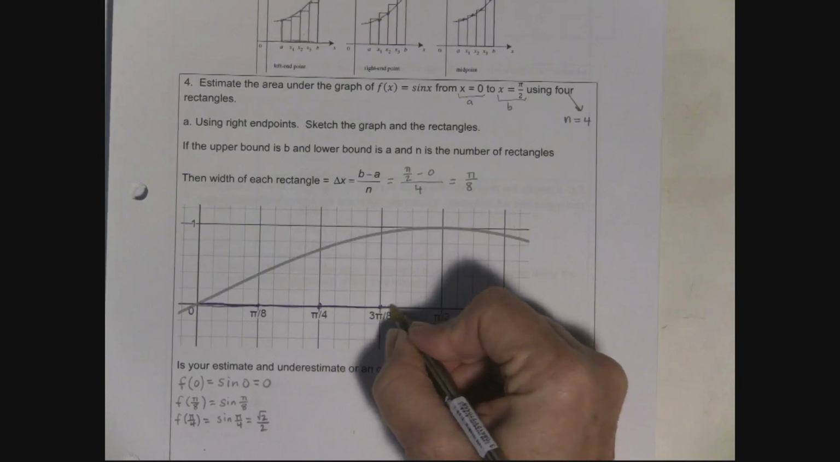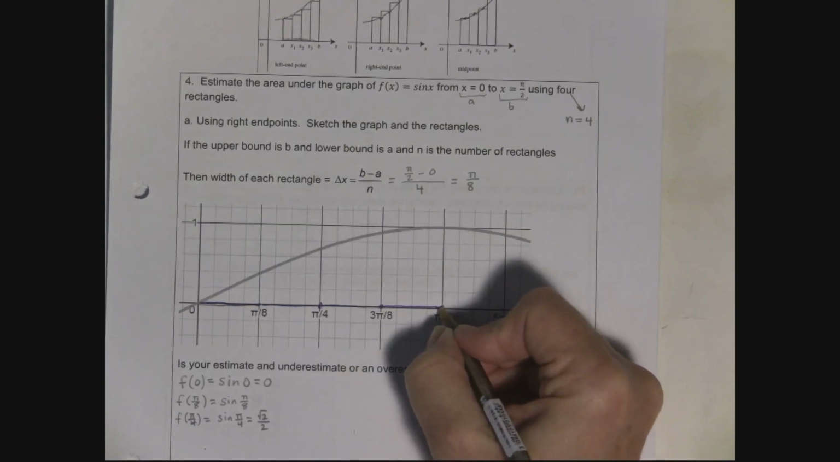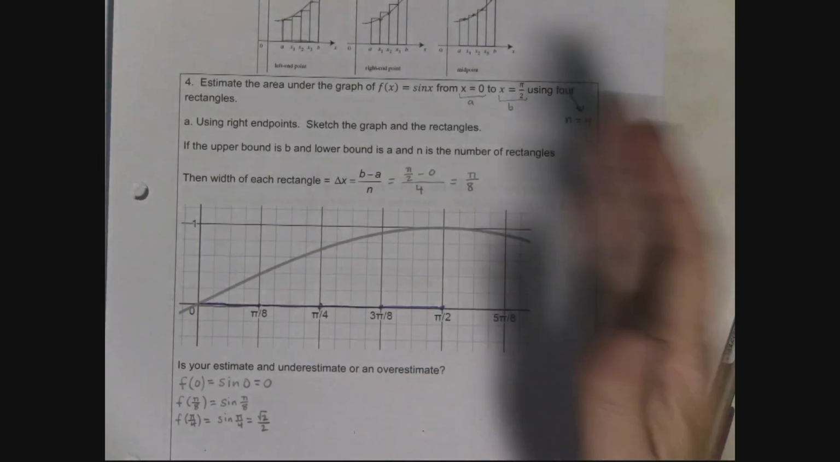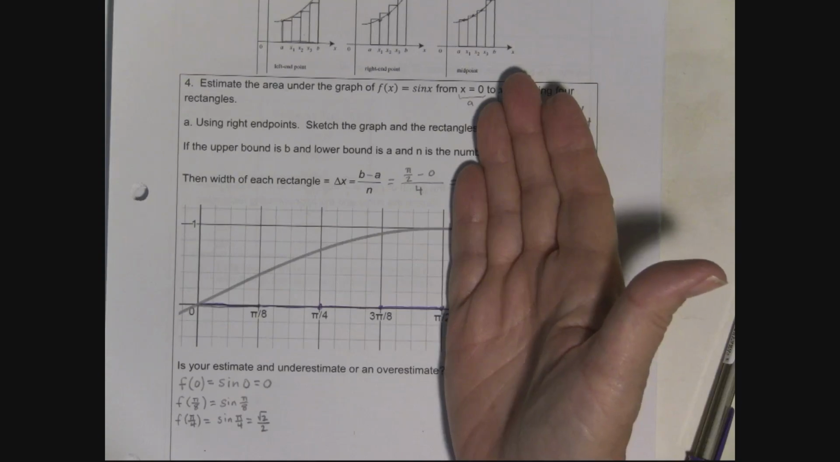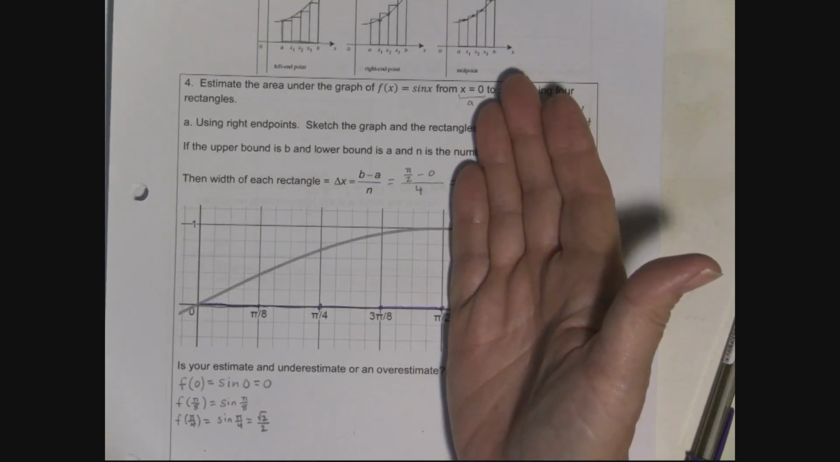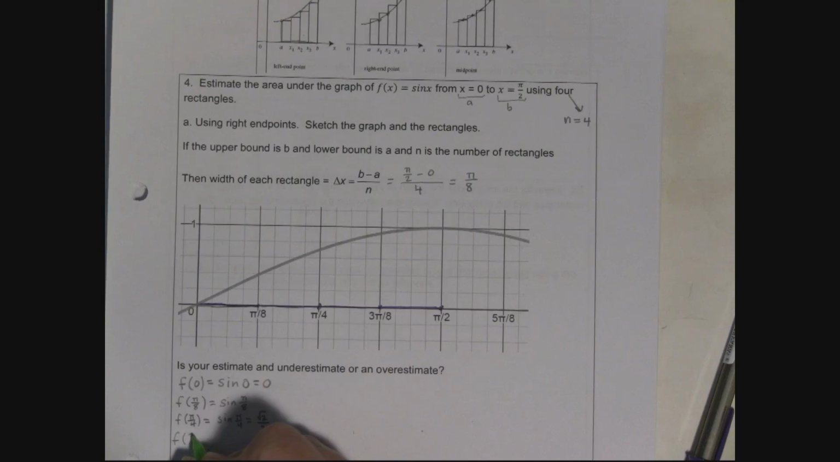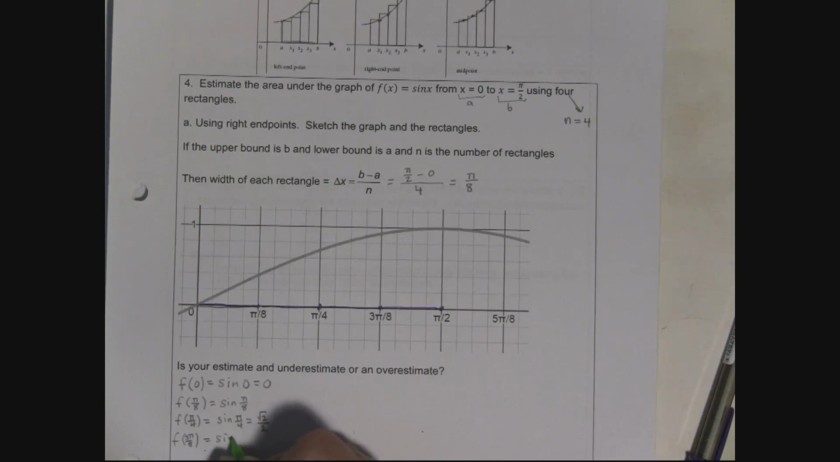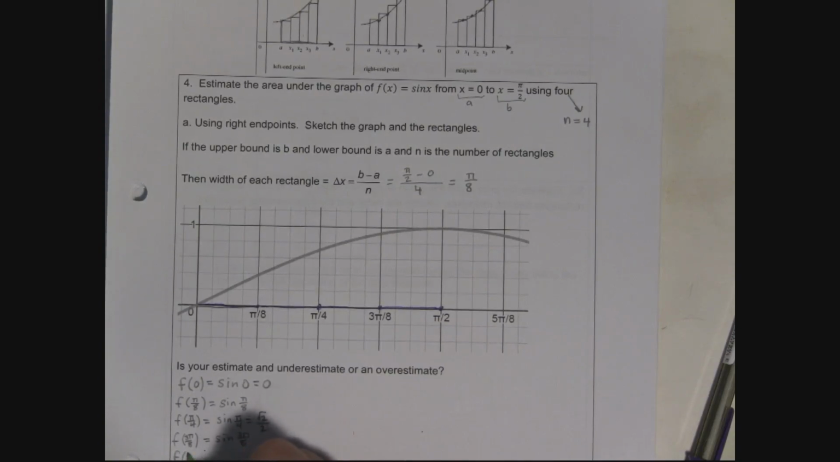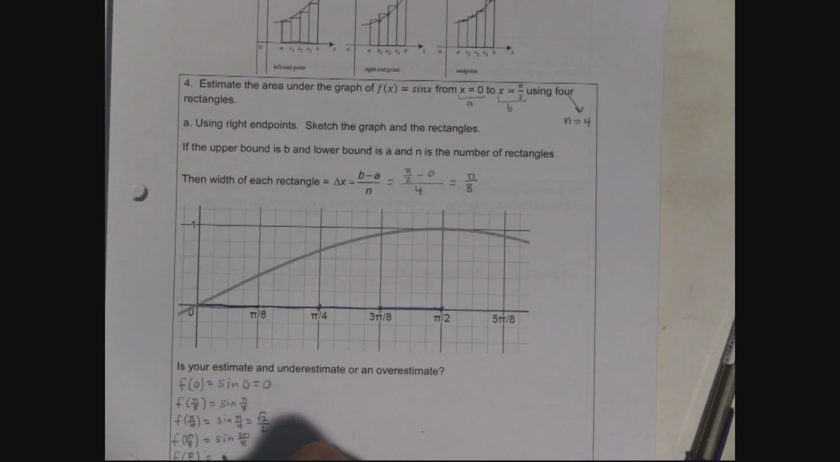So from 3 pi over 8 to pi over 2. Should it go exact? I just didn't know how to cut that off. I do now, but I didn't then. And so anyway, we're finding all of these. So f at 3 pi over 8 is sine of 3 pi over 8. And the last one, f at pi over 2 equals the sine of pi over 2, which I think is equal to 1, if I'm not mistaken.